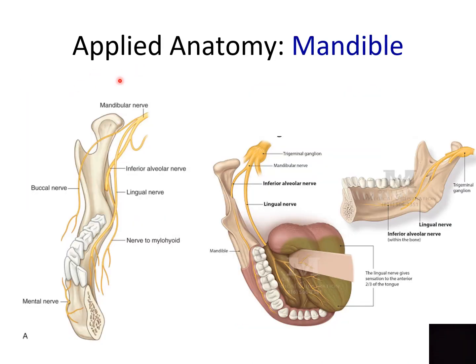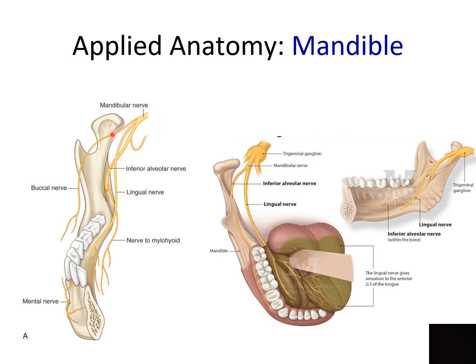Before discussing the local anesthetic injections in the mandible, we shall briefly review the applied anatomy of the mandible, and we shall be focusing on the nerves which are relevant to the administration of local anesthesia in the mandible. Now, as you would know, the mandibular division of the trigeminal nerve exits the skull via the foramen ovale and divides into an anterior and posterior division.